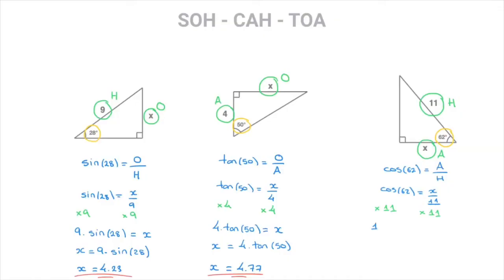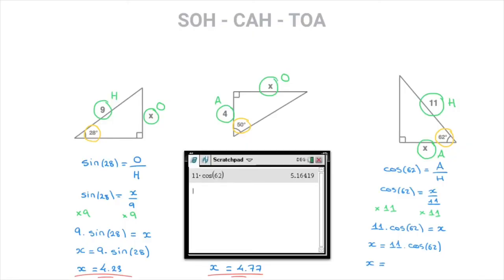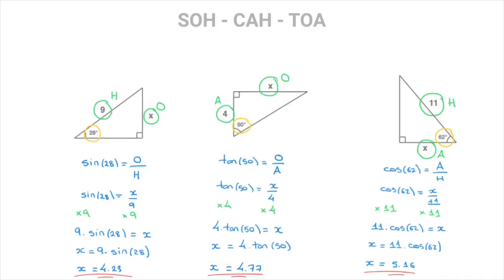So I multiply that by 11 as well. And that leads to 11 times cosine of 62 equals X divided by 11 times 11, which is just X. And I can rewrite this from right to left, which would be X equals 11 times cosine of 62. And at this stage, we have an expression for the unknown X. All we need to do now is use our calculators to calculate 11 times cosine of 62. Doing so and rounding our answer to 2 decimal places, we find that X equals 5.16. And that's the final answer. And there we have it. That's the end of this first tutorial on SOHCAHTOA, in which we learn how to find unknown side lengths.